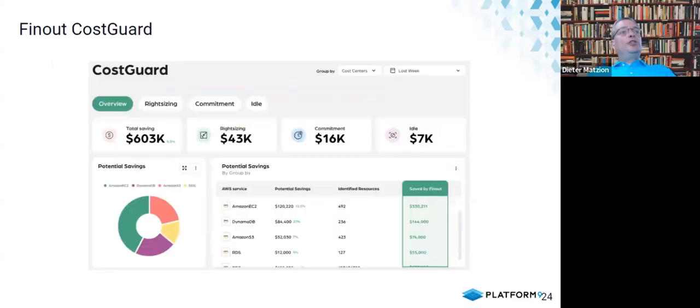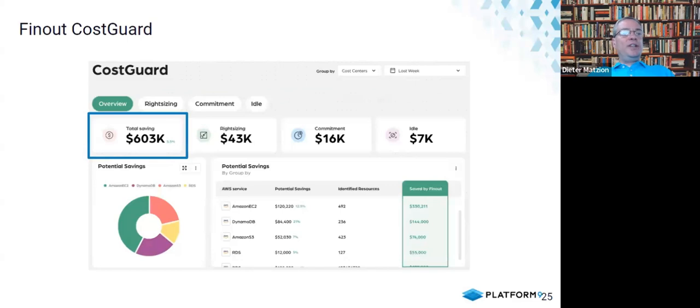Okay, let's move on to FinOut, the Costguard tool. So we see here, from a look and feel, it looks modern, right? It almost looks like it might work on a phone or a tablet, so that's great. Let's walk through the individual components here.